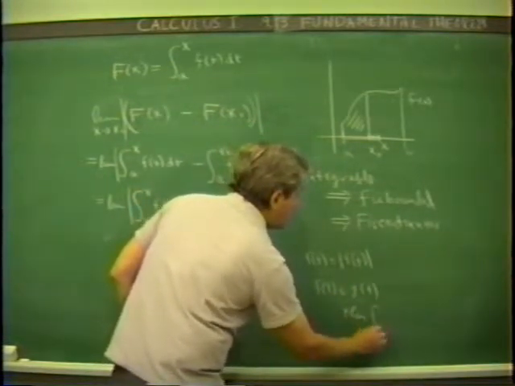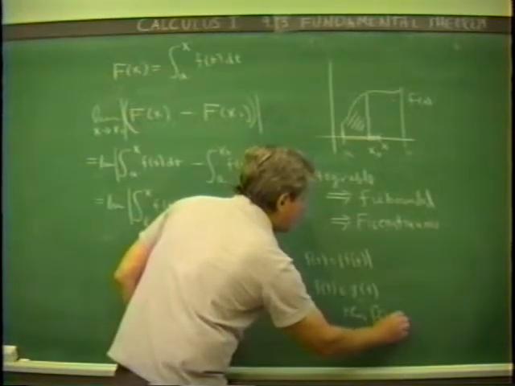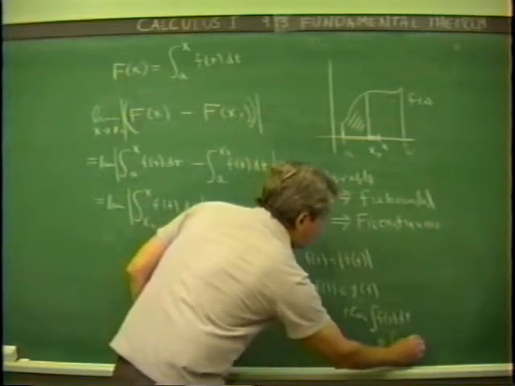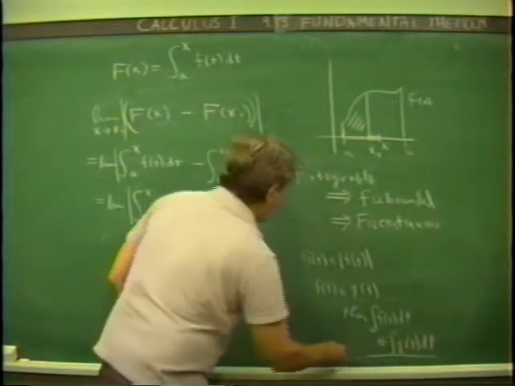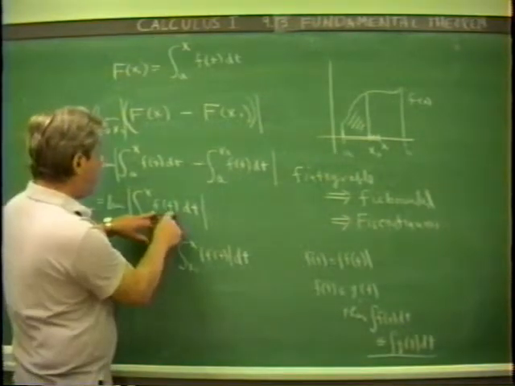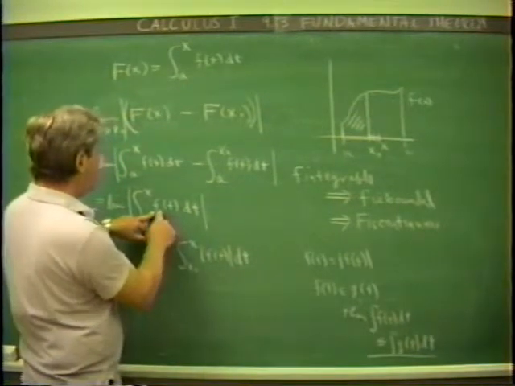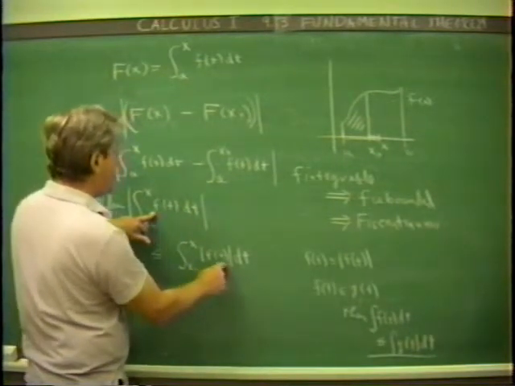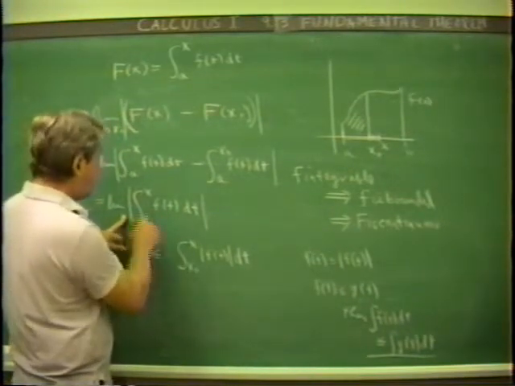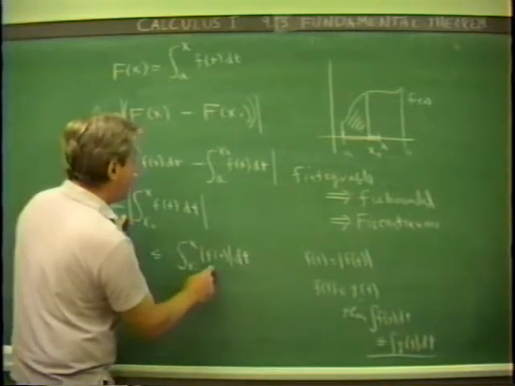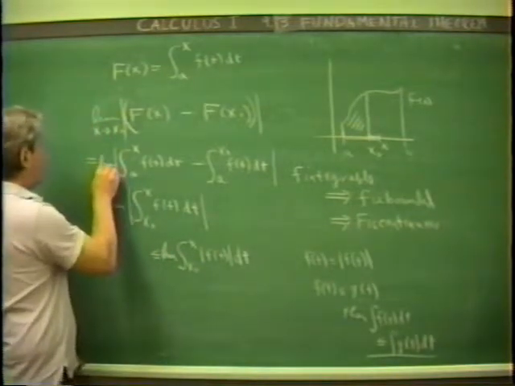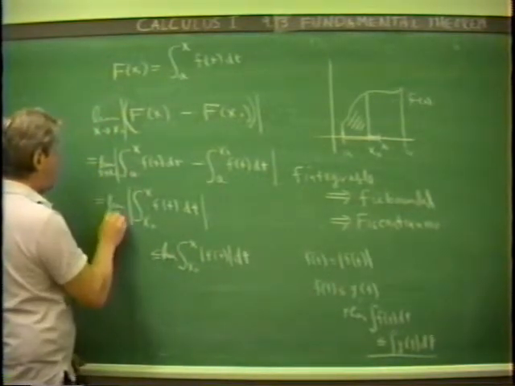And in general, if you've got two functions, f of t less than or equal to g of t, then it's clear from the Riemann sums that the integral of f of t with respect to t is less than or equal to the integral of g of t with respect to t. All right? So the integral of f of t is less than or equal to the integral of absolute f of t. The integral of minus f of t is less than or equal to the integral of absolute f of t. And so the absolute value of the integral of f of t is less than or equal to the integral of absolute f of t.